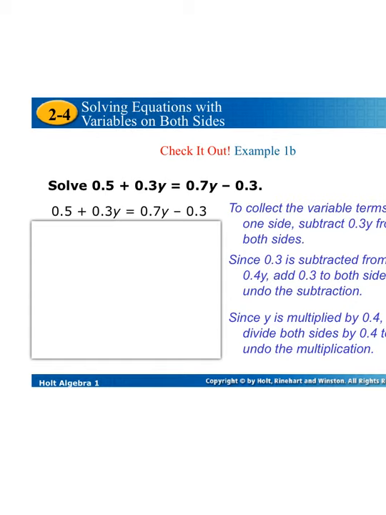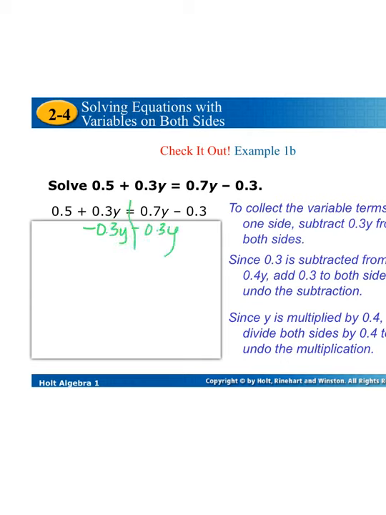Here's a little bit longer one. Now we've got a problem that says solve 0.5 plus 0.3y equals 0.7y minus 0.3. We can do the same thing here, right? Plan ahead a little bit. Again, I'm thinking about, am I moving the 0.3y or am I going to move the 0.7y? Well, I want to move the 0.3y because it's going to give me a positive value as I subtract it out. So minus 0.3y, minus 0.3y.